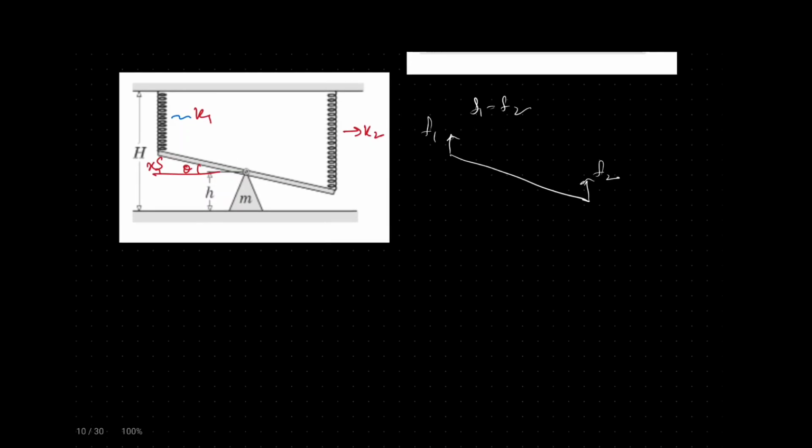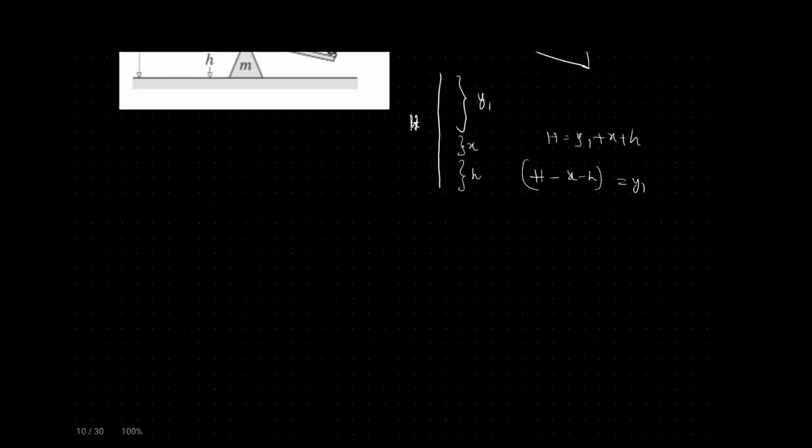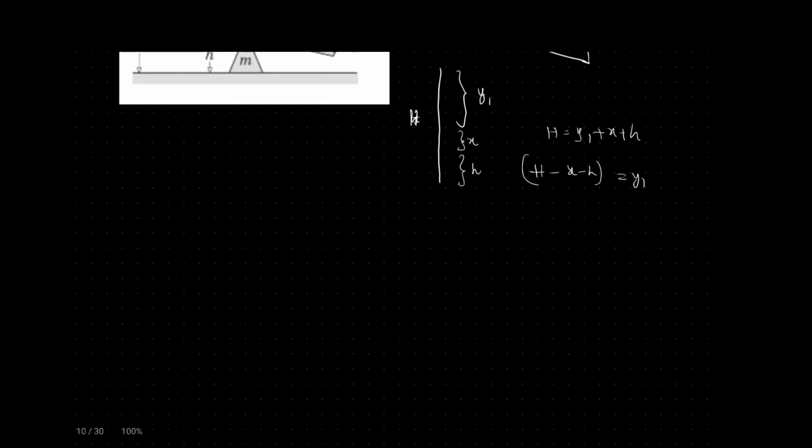So let's write the full equations. This is the total height H, the length of the spring we want is y1, this is x1, and this is h. We have to take capital H equal to y1 plus x plus h. If we rearrange, H minus x minus h is equal to y1. I am literally spoon feeding here. We can just directly write it.